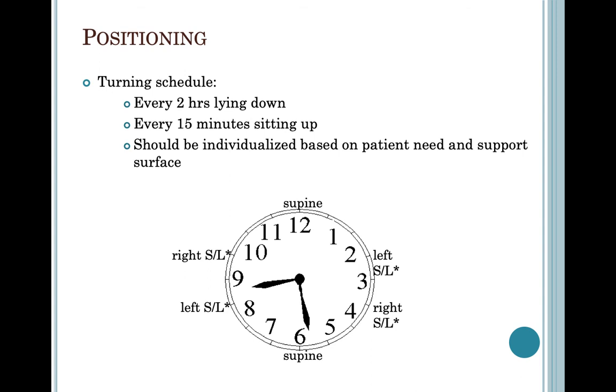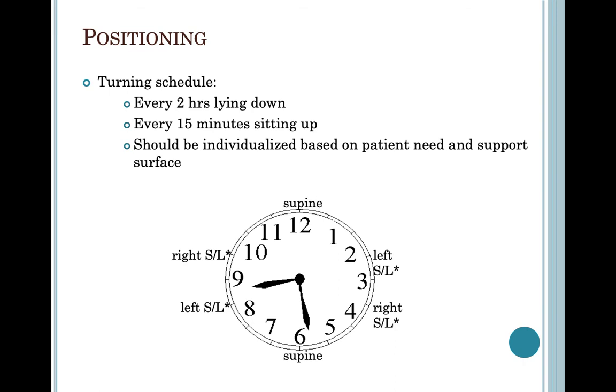Turning and positioning needs to be individualized, but there are some common guidelines. The common guidelines are that when the patient is lying down in bed, they should be turned or changing positions every 2 hours, and also changing positions every 15 minutes when they're sitting up. That doesn't mean that every 15 minutes, if you have a patient in the wheelchair, they have to come out of the wheelchair. What it means is that we can teach them things like wheelchair push-ups and side leans. You can use a reclining wheelchair, anything that's going to help redistribute that pressure.